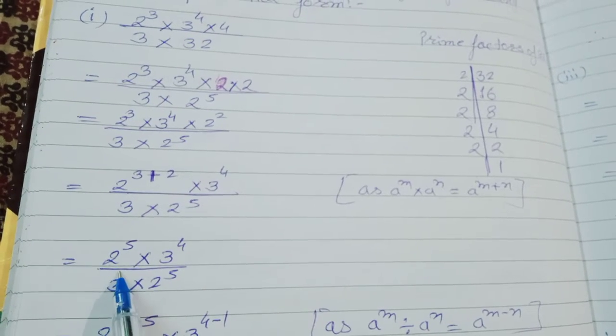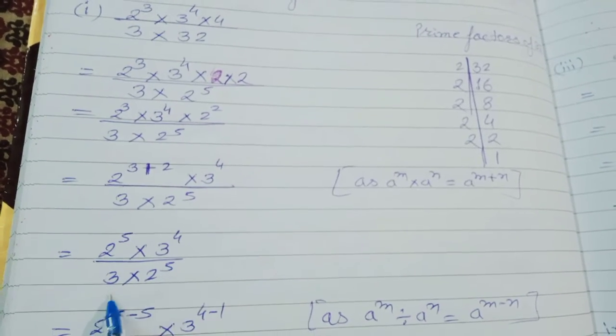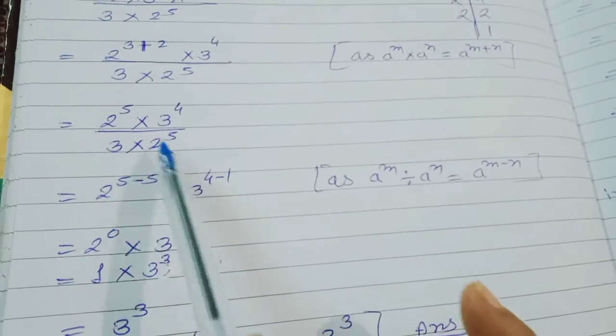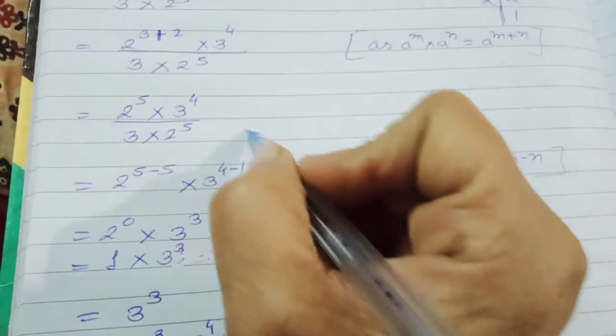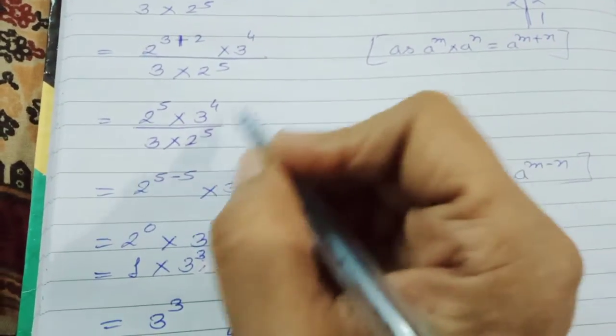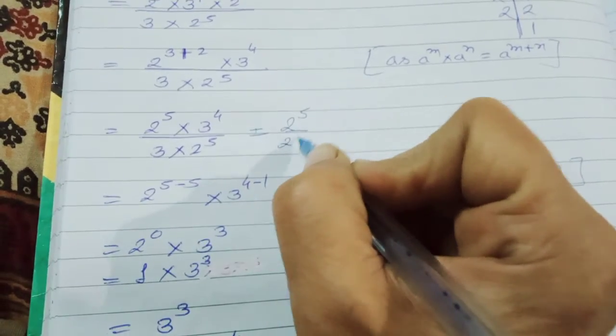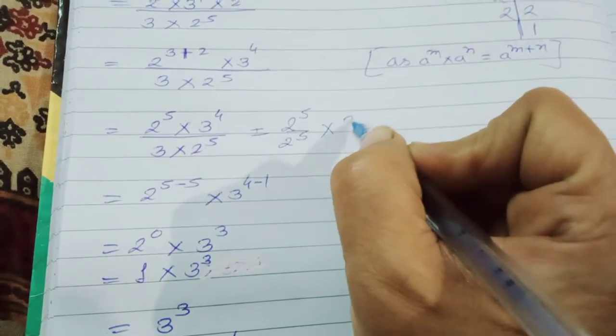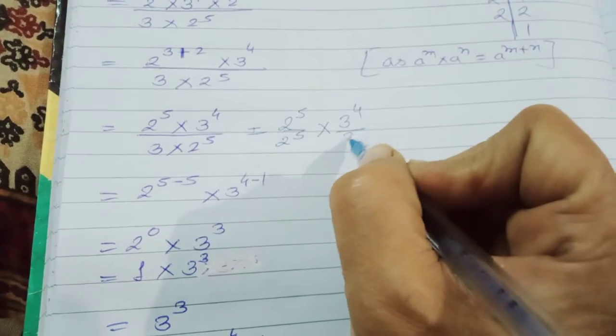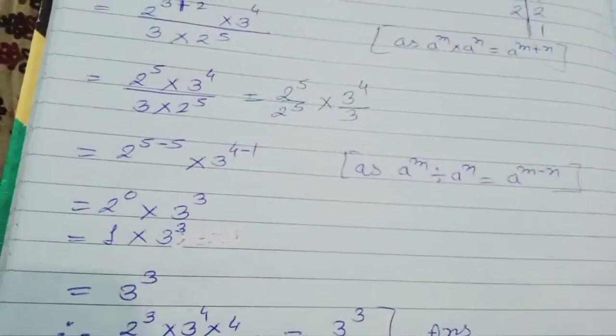So it is 2 to the power 5 into 3 to the power 4 upon 3 into 2 to the power 5. Dear students, now you can write it as 2 to the power 5 upon 2 to the power 5 into 3 to the power 4 upon 3, with the same bases written together. You can write this one also.